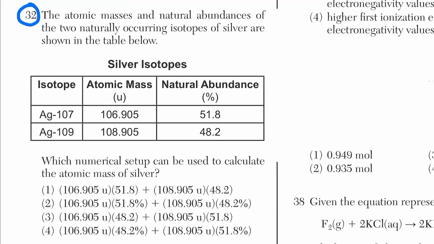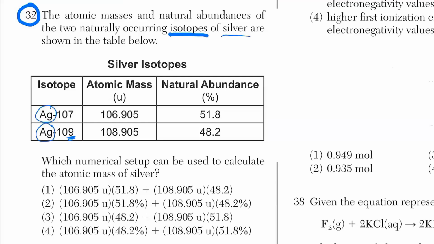Number 32. The atomic masses and natural abundances of the 2 naturally occurring isotopes of silver are shown. So we're talking about isotopes. Iso means same. So in this case, we're talking about the same element, silver, but a different number of neutrons. Silver is silver because it has the same number of protons, but it has a different number of neutrons. Since protons and neutrons have the same mass, you can see that silver-109 has 2 more neutrons. So this is called the weighted mass problem.